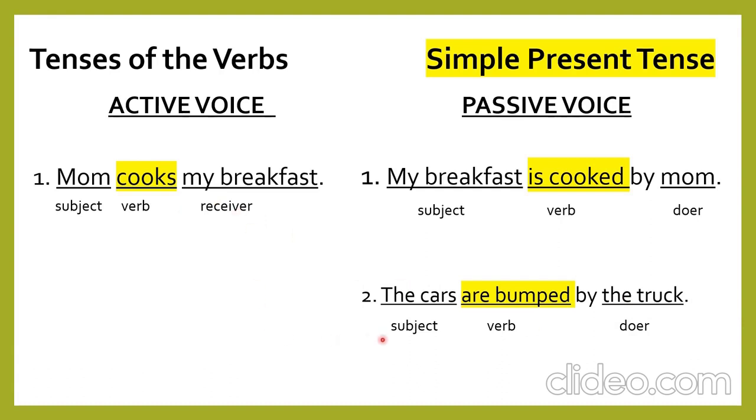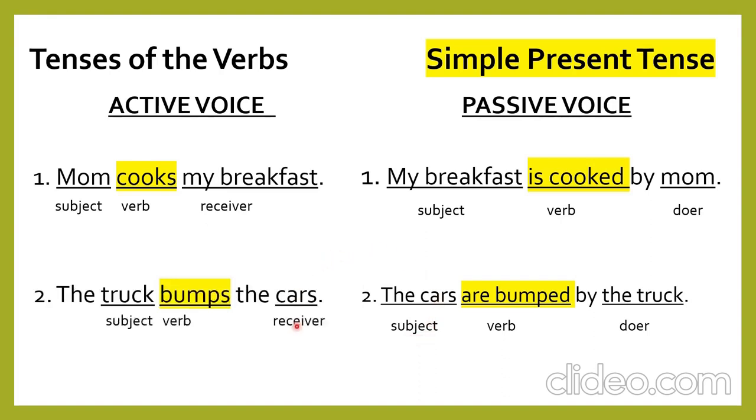Same thing with this. The subject will be, look, the receiver of the action. The verb will change from the one with auxiliary to a simple present tense. This is present because it's are, it's not were. And then the doer of the action will become the subject in the active voice. I hope that's clear.